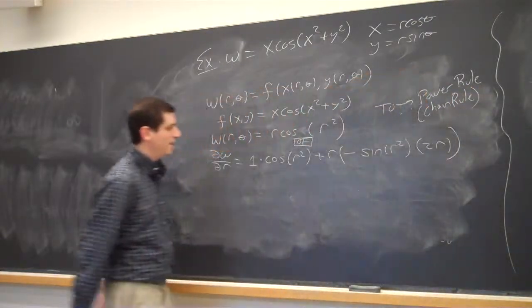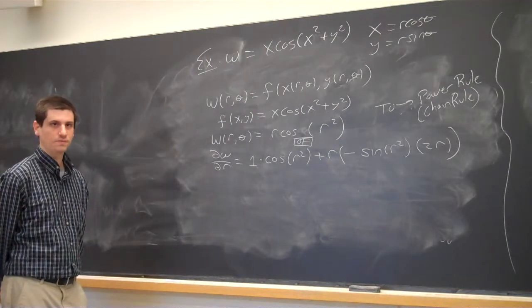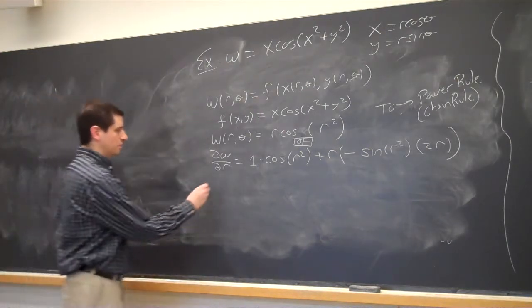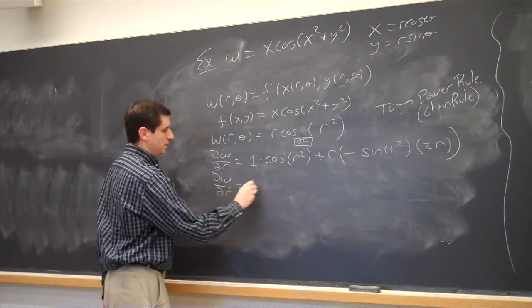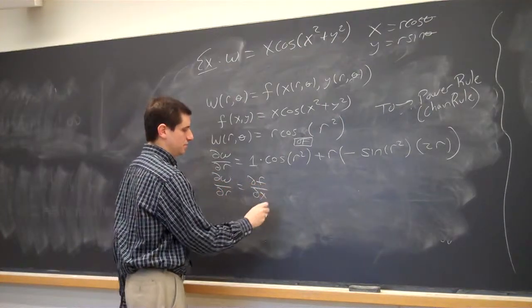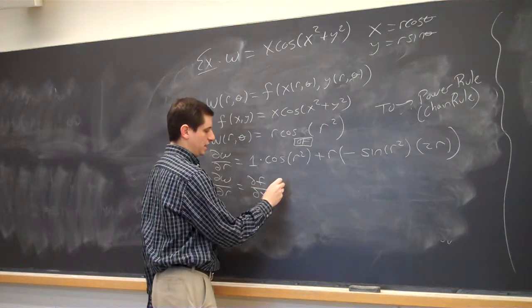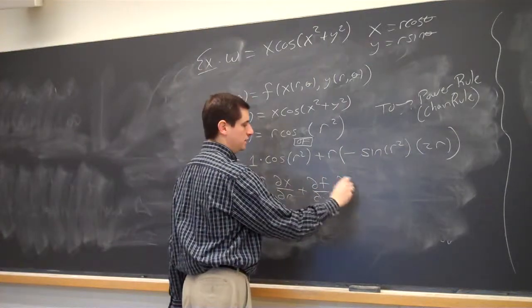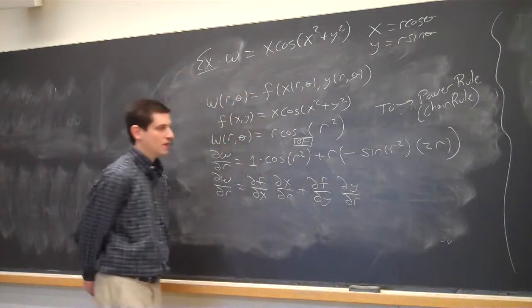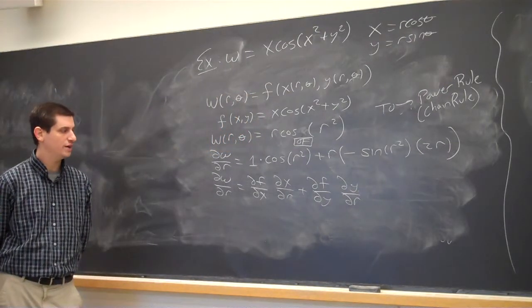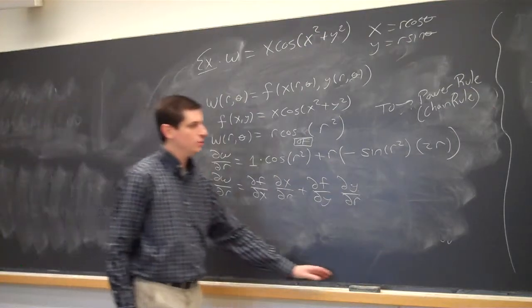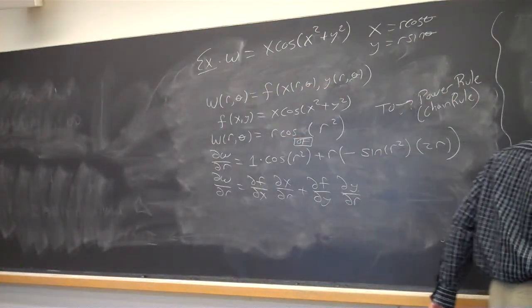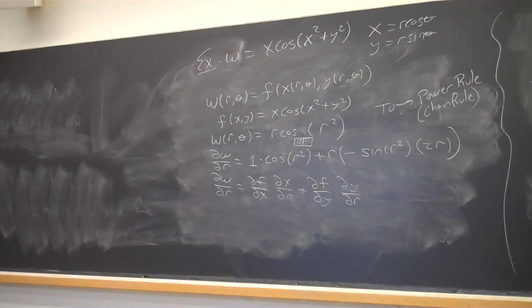Right? So now I have my dw dr. I could calculate dw dr the long way. dw dr is df dx times dx dr plus df dy dr. And the difficulty here is I have to remember where to evaluate everything. So what I want to do now is go through everything very slowly and do the example with great care. And then hopefully we'll see that it matches up and agrees with what we have.